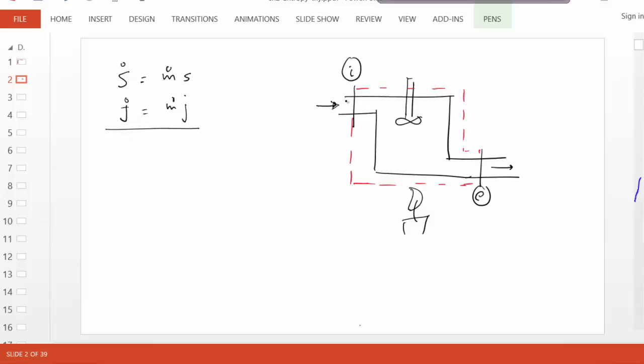So as mass goes in, it will carry entropy in. As mass comes out, it will transport entropy out. So we have entropy going in at the inlet location would be m dot I times Si, and here m dot E times Se.